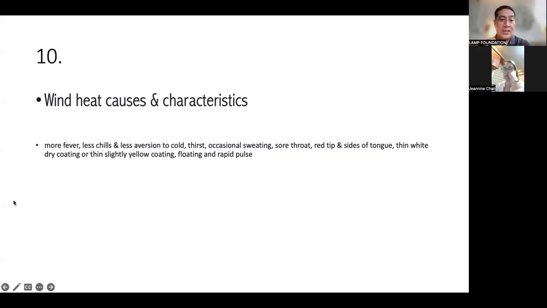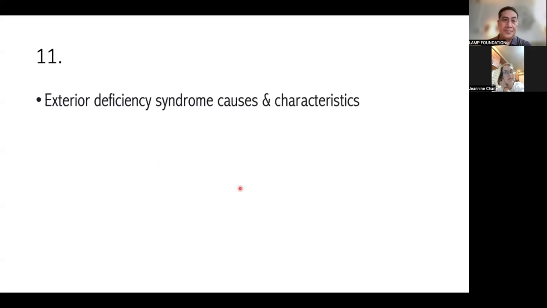If you observe here, there is more fever, less chills, and less aversion to cold. There is thirst. If it's wind cold, there's no thirst. Occasional sweating, sore throat instead of itchy throat. Thin white dry coating or thin slightly yellow coating because yellow is heat. Floating again because it's superficial and rapid.